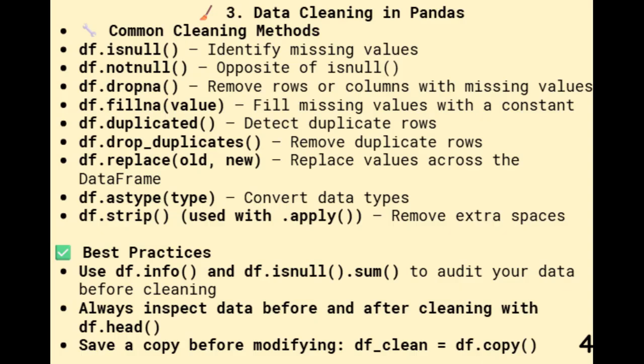df.replace old with new updates values in the data frame. df.astype with a type changes the data type of a column. df['col'].str.strip, or strip used with apply, removes extra spaces from text. Best practices. Use df.info and df.isnull().sum() to check for missing values. Always inspect the data before and after cleaning using df.head. Save a copy of your original data with df_clean = df.copy().